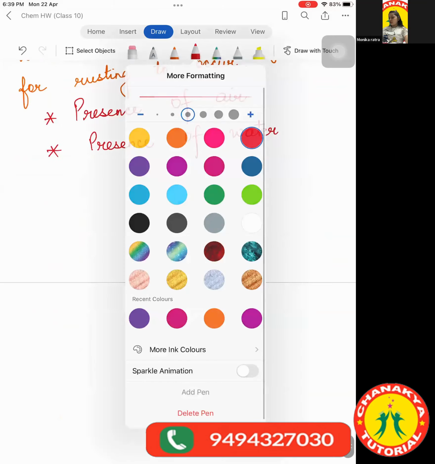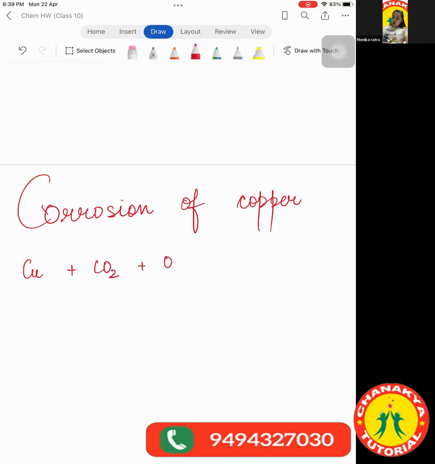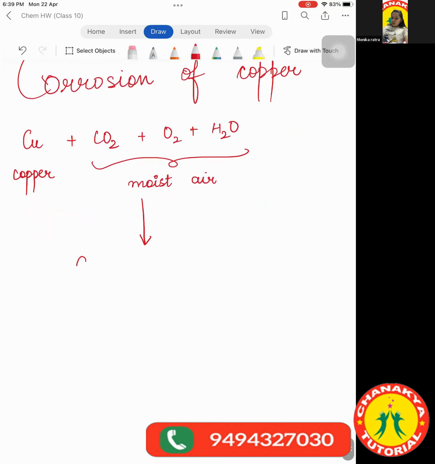Corrosion of copper. So what happens in the corrosion of copper? The copper reacts with carbon dioxide, oxygen, and water. Again, this is obtained from the moist air. This is copper, you already know. So on reaction, it leads to the formation of CuCO3 dot CuOH whole twice.